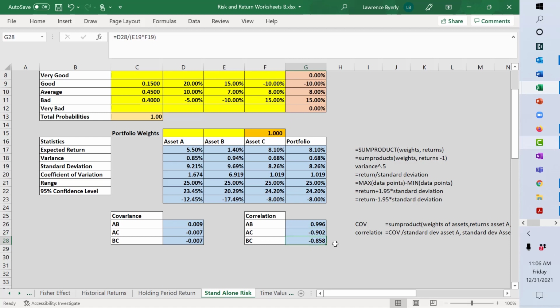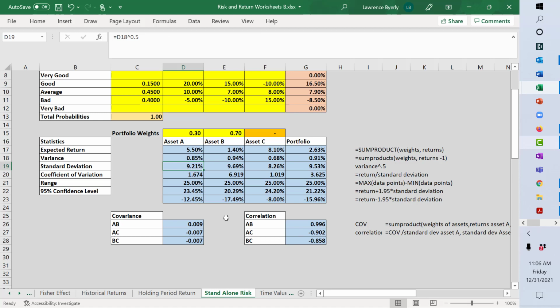So what will happen when we combine these assets? So if we add in these portfolio weights here, let's say we put 30% of our money in A and we put 70% of our money in B. Now they are very highly positively correlated. So when you look at the risk, it really doesn't change all that much. It's in between the two because they are positively correlated. Now, the average return, you're going to get 30% of 5.5 and 70% of 1.4. So again, this calculates the statistics for us.